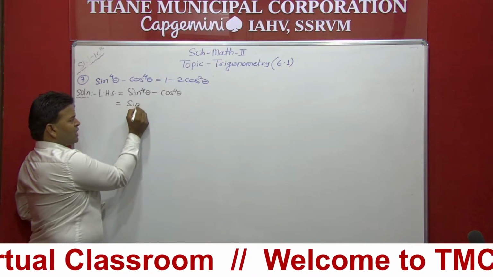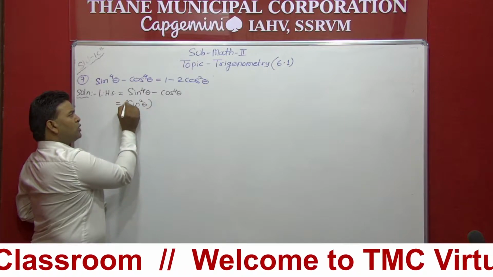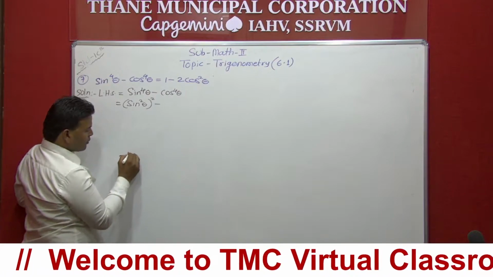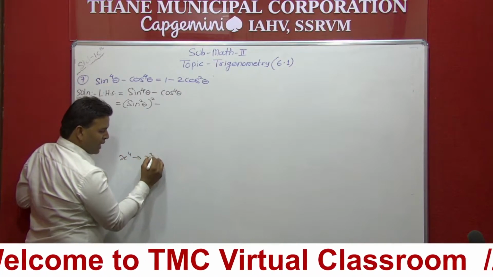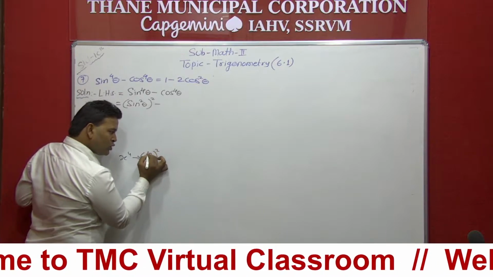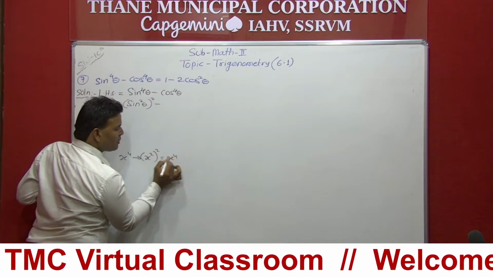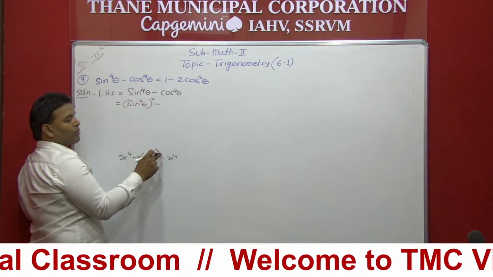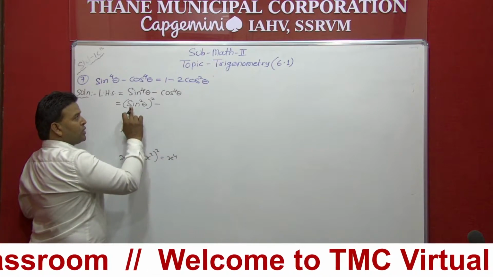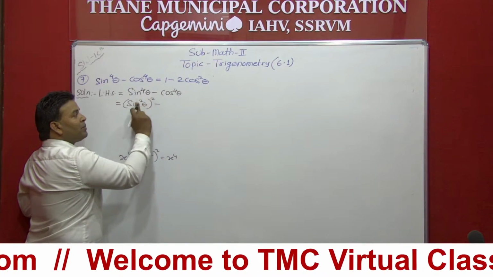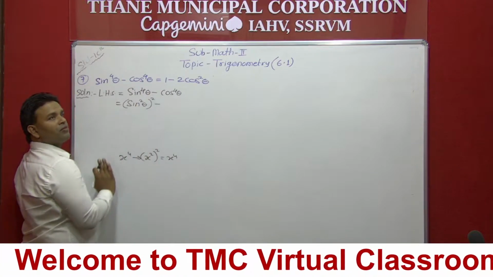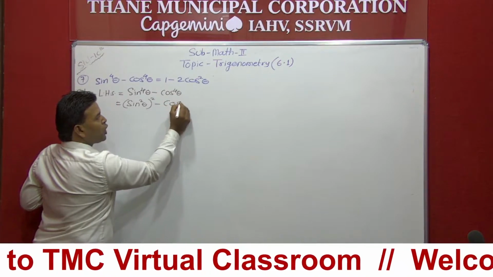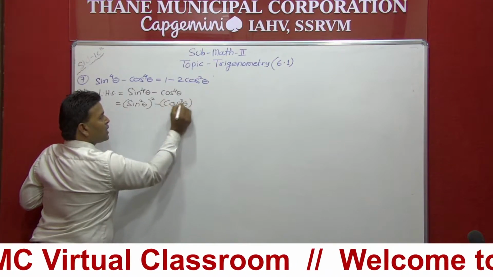I will modify this. Sine square theta the whole square minus, now see here, x power 4 can also be written as x square and the power 2. Now this 2 will get multiplied, 2 twos are 4. So x power 2 whole power 2 means x power 4. So here this power 2 will get multiplied and will give you sine power 4. Similarly, this is going to be cos square theta the power 2.